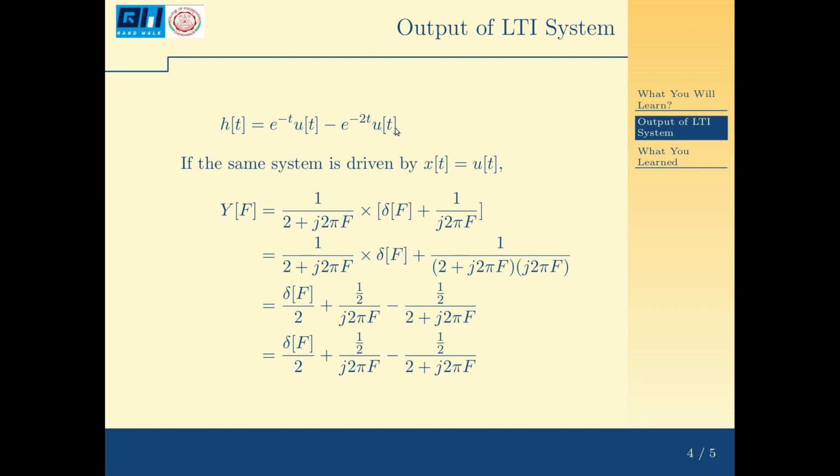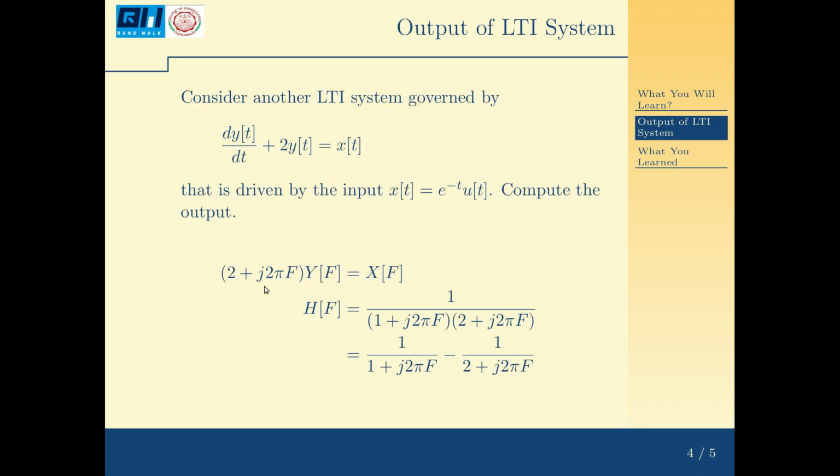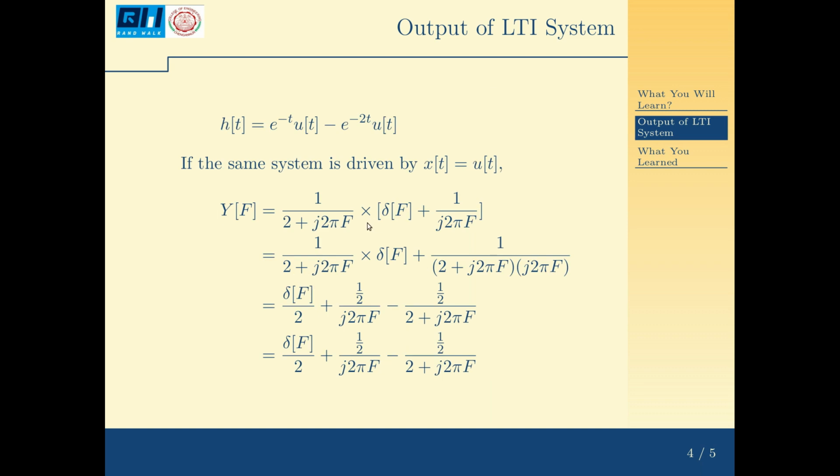Now if the same system is driven by x(t) equal to u(t), then Y(f) will be 1 by 2 plus j2πf into X(f), which is delta f plus 1 by j2πf. Because x(t) is u(t), its transform X(f) is delta f plus 1 by j2πf. If I multiply both terms, it becomes delta f by 2 plus j2πf, plus 1 by j2πf into 2 plus j2πf.